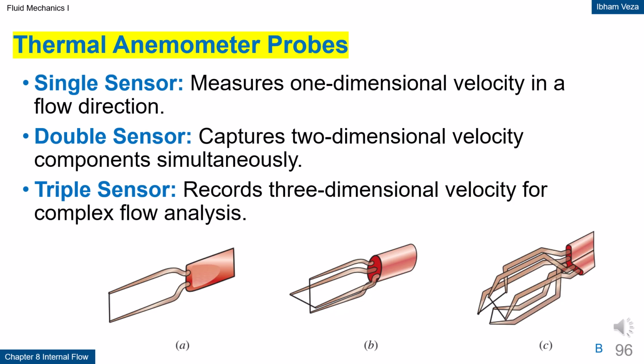Thermal anemometer probes. A single sensor probe can only measure the velocity component in one direction. A double sensor probe can measure two velocity components simultaneously. A triple sensor probe is used to analyze complex three-dimensional flows. The choice of probe type depends on the level of flow information required. The more sensors used, the more complete, but also more complex, the measurement system becomes.